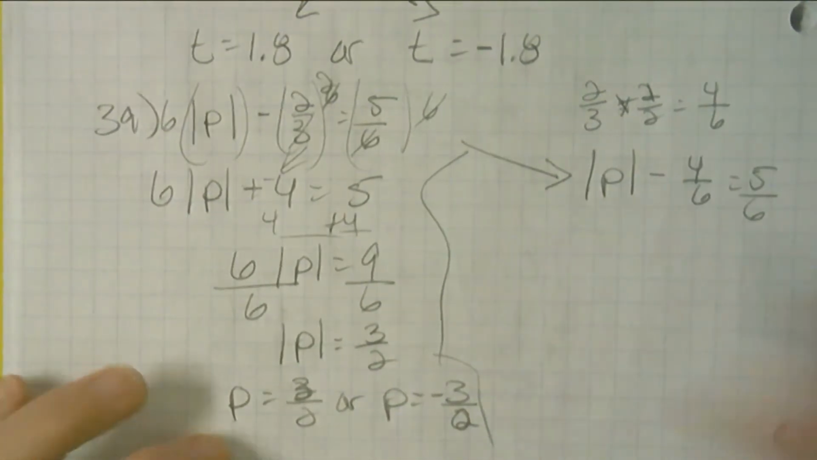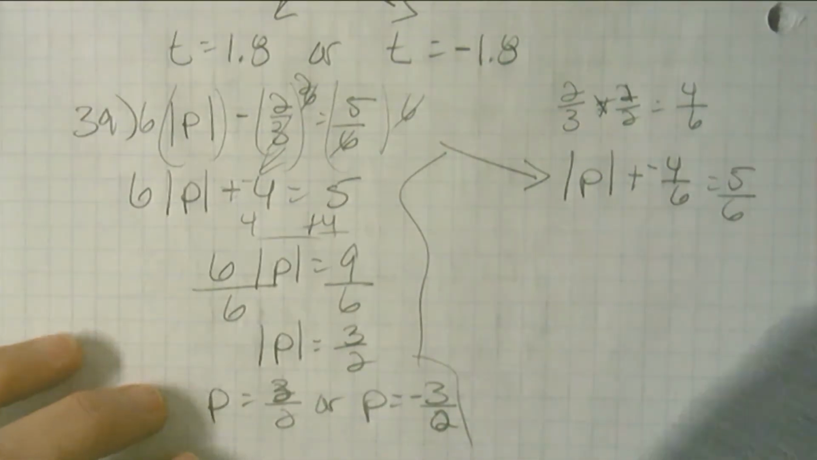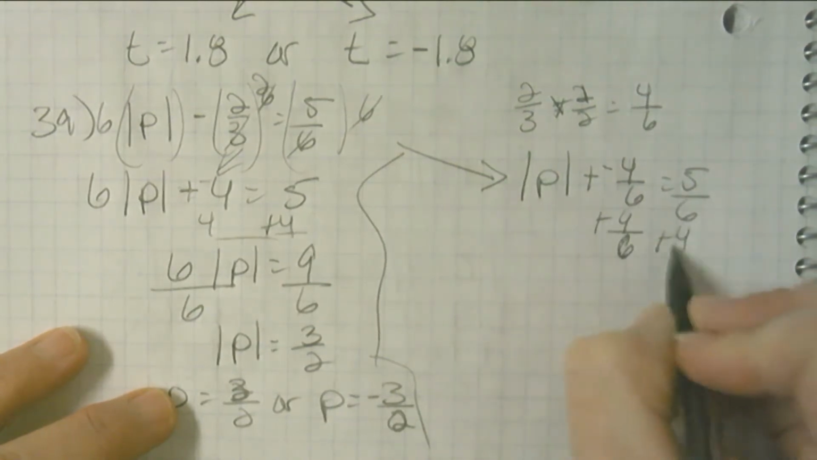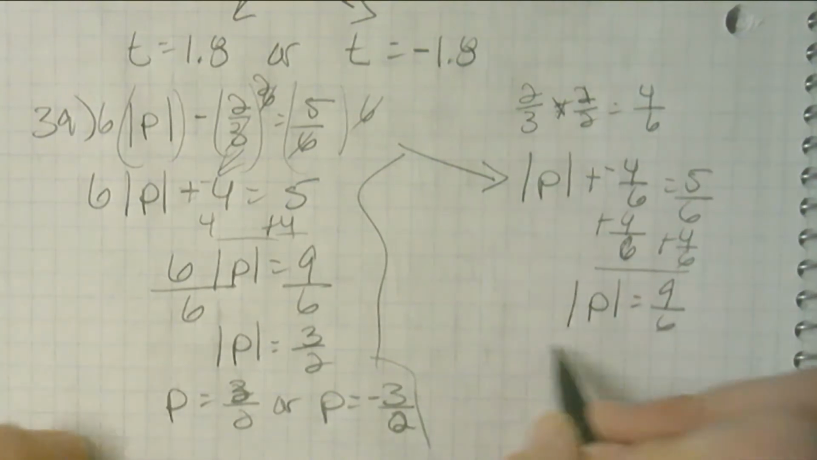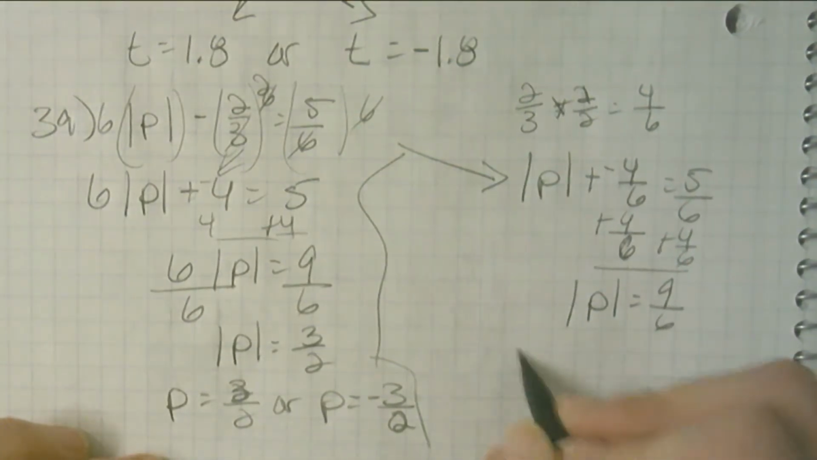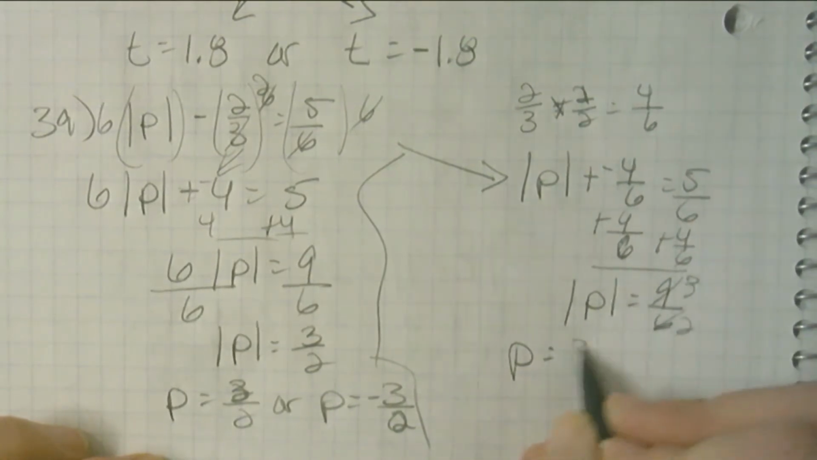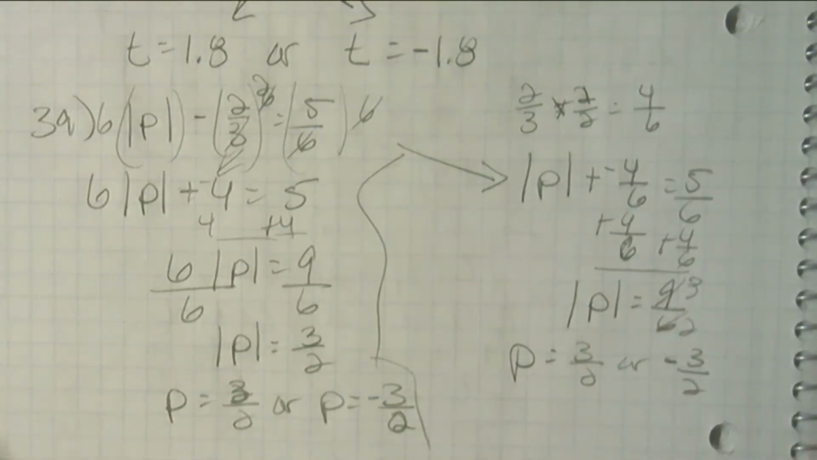If you did not clear fractions, we just did our equivalent fraction work, so we have common denominator. Here I'm just going to add 4/6 to both sides, and I have the absolute value of P is equal to 9/6, and I would do the same thing. P is equal to, and this can simplify to 3/2. P is equal to positive 3/2 or a negative 3/2.